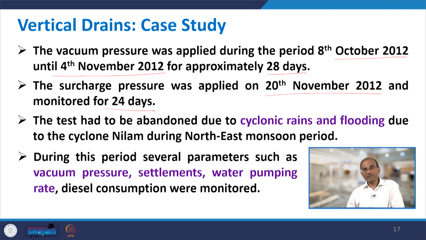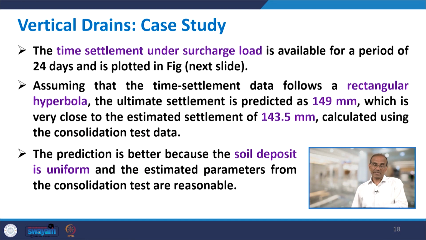However, the test had to be abandoned due to cyclonic rains and flooding due to cyclone Neelam during the northeast monsoon period. During this period, several parameters such as vacuum pressure, settlements, water pumping rate, and diesel consumption were monitored. The settlement under surcharge load is available for a period of 24 days, and is plotted as shown in the next slide.